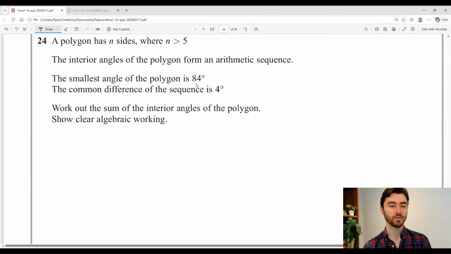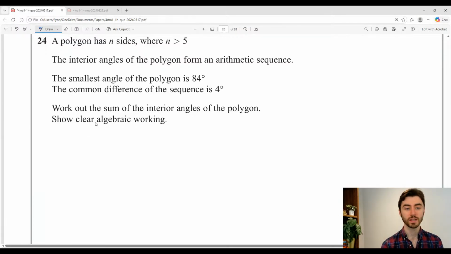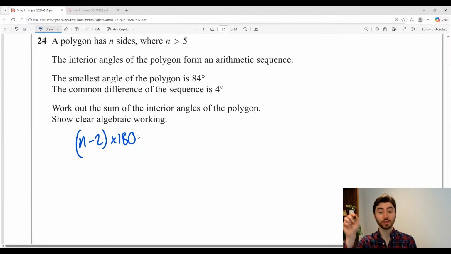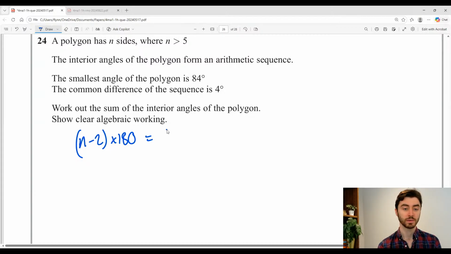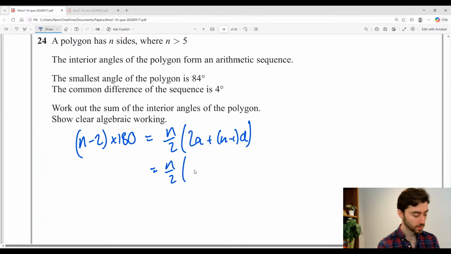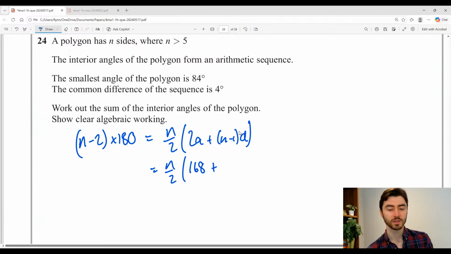Smallest angle is 84. Well, okay, so what I know is the sum of the interior angles is going to be n minus 2 times 180. And that is going to be the sum of all n terms of the arithmetic series. So that's going to be equal to n over 2 into 2a plus n minus 1 d. So I'm just going to lay that out now. So the smallest angle is 84, so that's going to be a. So 84 times 2 is 168. And the common difference is 4. So 4 lots of n minus 1. This gives me an equation I can solve for n.